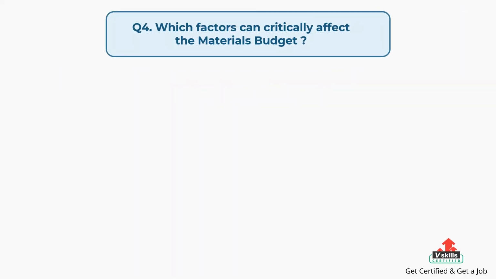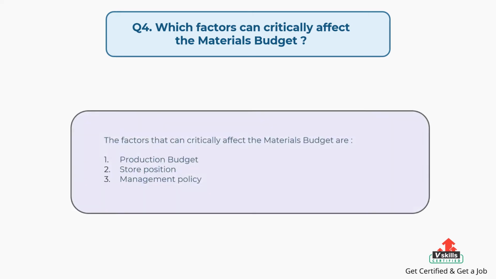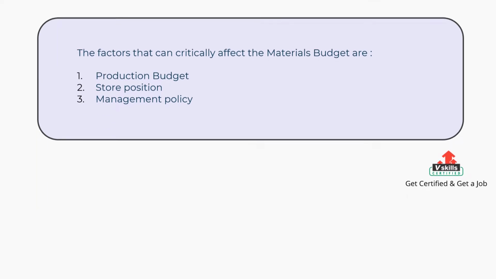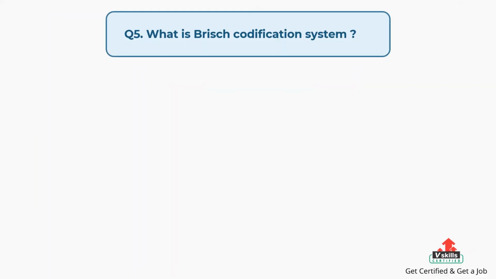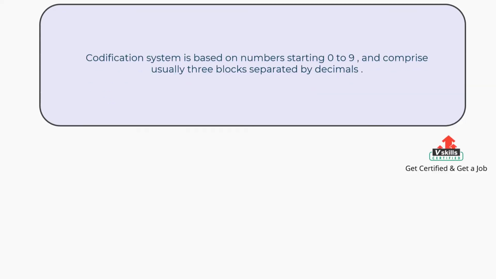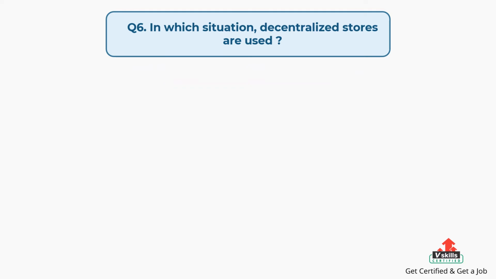Question number 4. Which factors can critically affect the materials budget? The answer is, the factors that can critically affect the materials budget are 1. Production budget. 2. Store position. 3. Management policy. Question number 5. What is Brisch codification system? The answer is, codification system is based on numbers starting 0 to 9, and comprises usually 3 blocks, separated by decimals.